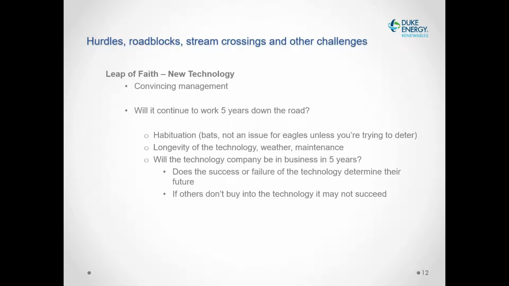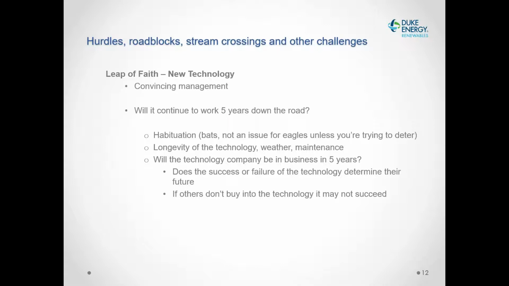How long is this technology going to last? It's up on top of a turbine nacelle, or it's out in the middle of Wyoming. Weather is brutal on these things. How long is it going to last? Is it going to get blown off or blown over? What's the maintenance going to look like? And it turns out for some of these, maintenance is an issue.